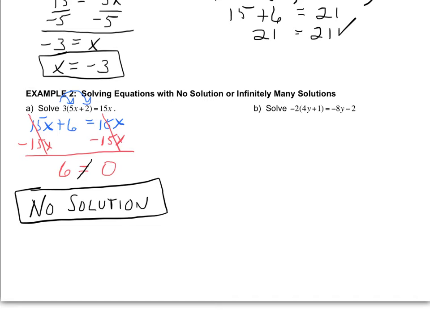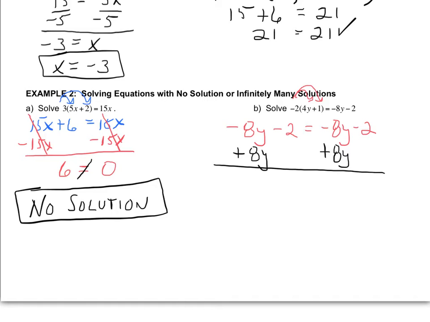On my second example, we're going to look at a problem again with my distributive property. I look at 2 times the 4y, and it's a negative 2, so I get negative 8y, and then I do negative 2 times 1, and I get negative 2, equals the negative 8y minus 2 on the right-hand side. So again, I want to get my variables together. So when I see a negative 8y, I'm going to add 8y to both sides.